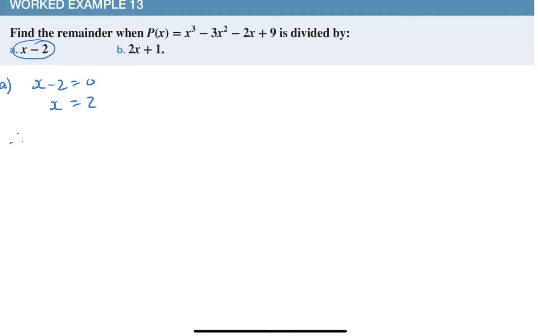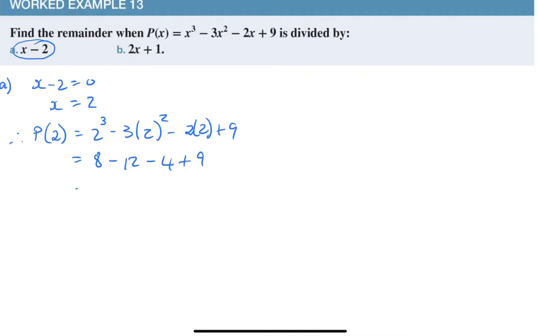Okay, so therefore my remainder is where I substitute 2 into my equation. That becomes 2 cubed minus 3 times 2 squared minus 2 times 2 plus 9. That will give us 8 minus, 2 squared is 4, 4 times 3 is 12, minus 4 plus 9. That answer is minus 4, minus 8 plus 9 is 1.